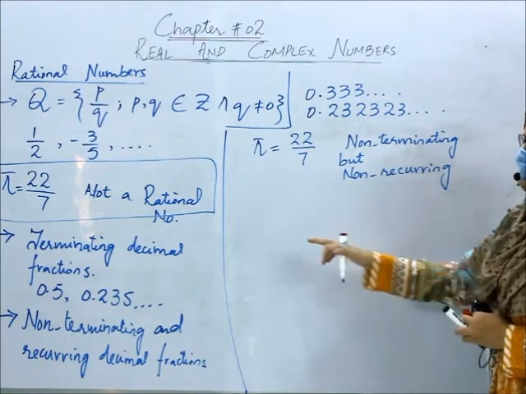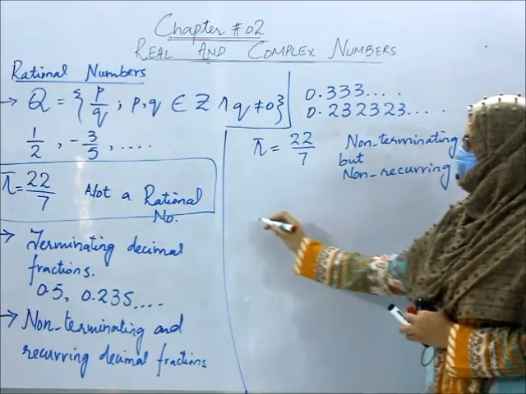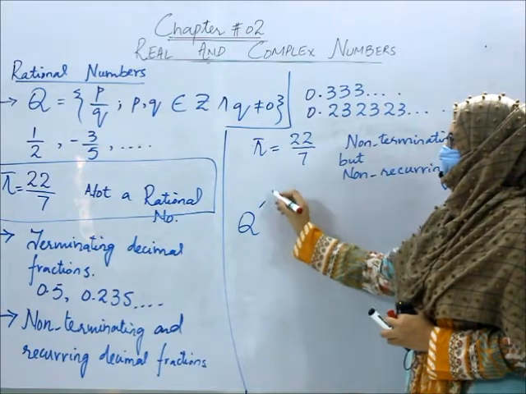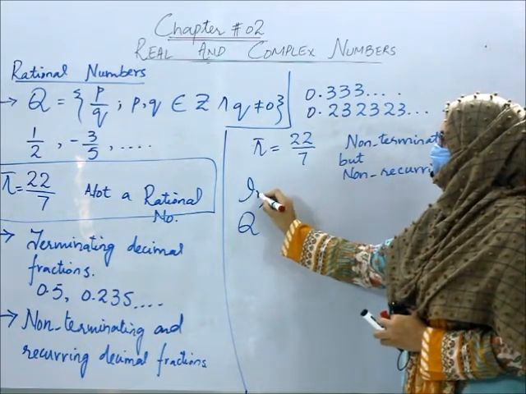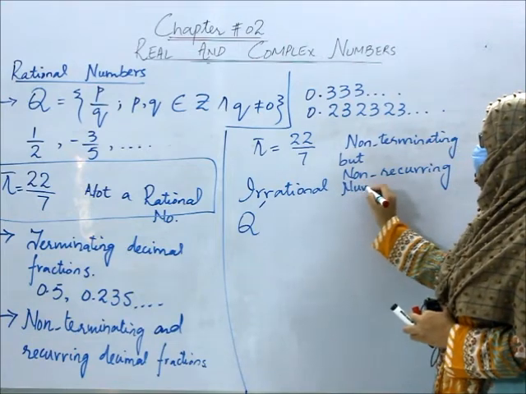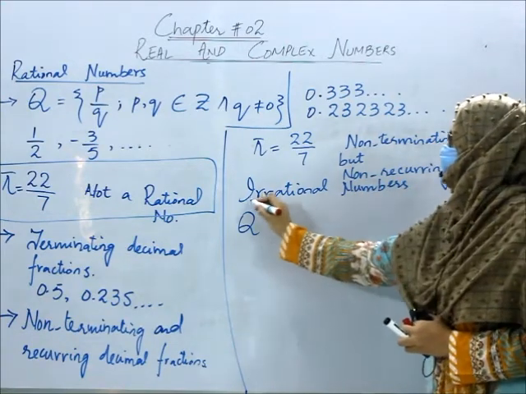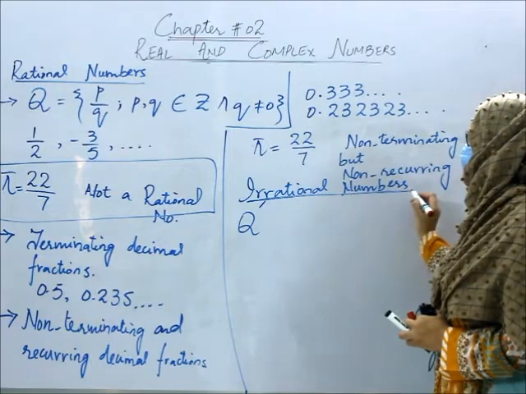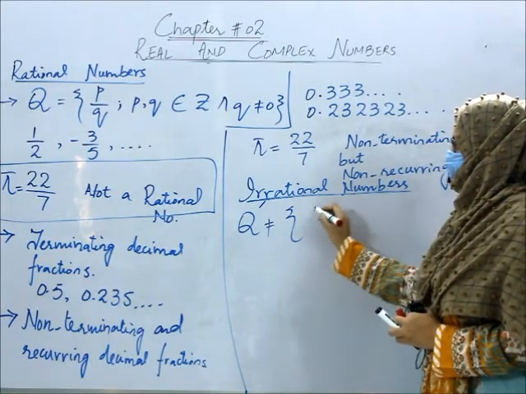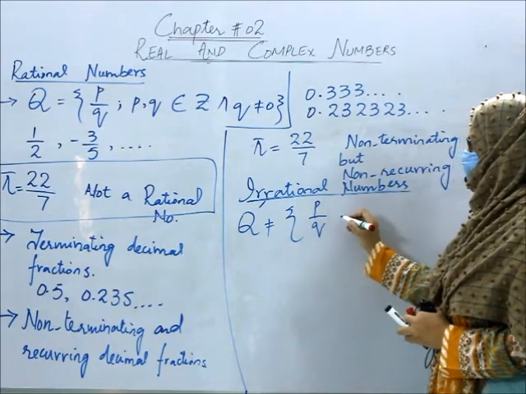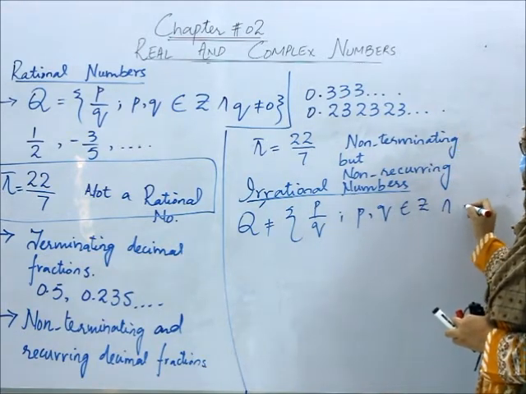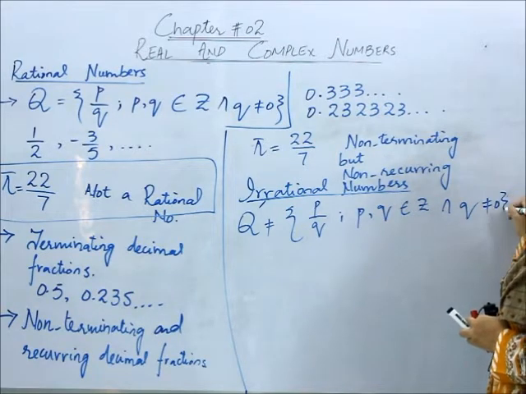That's why it is not a rational number. So there is another set of numbers which are called irrational numbers. Irrational numbers are defined as the numbers which cannot be written in P over Q form, where P and Q belong to the integers and Q is not equal to 0.